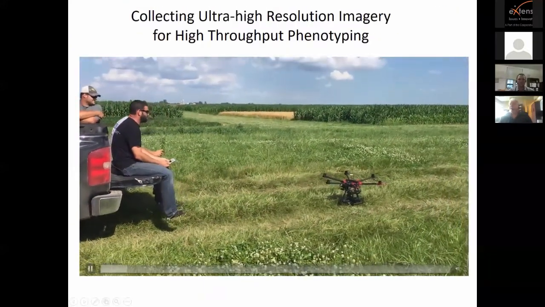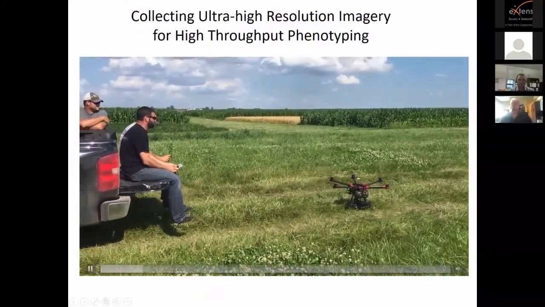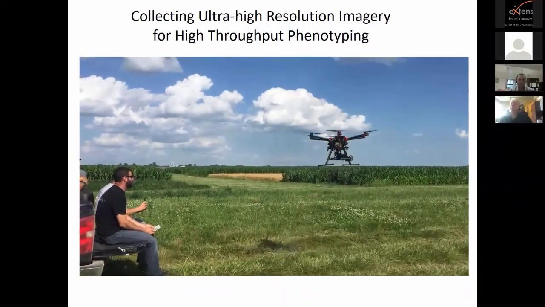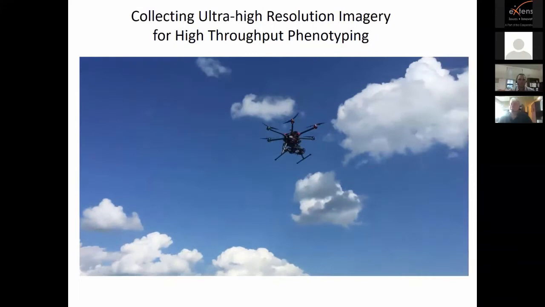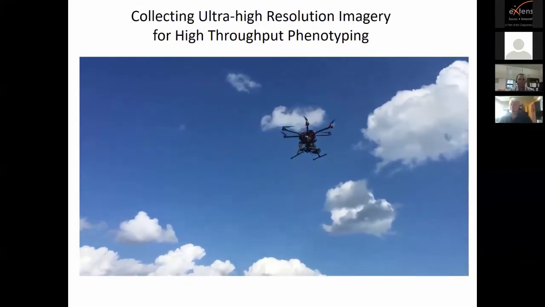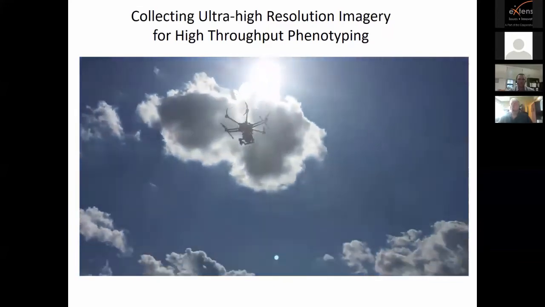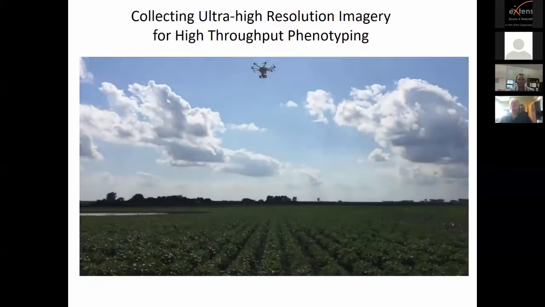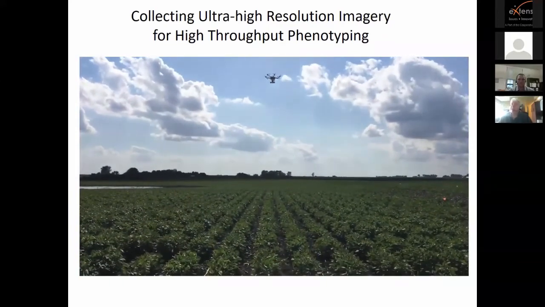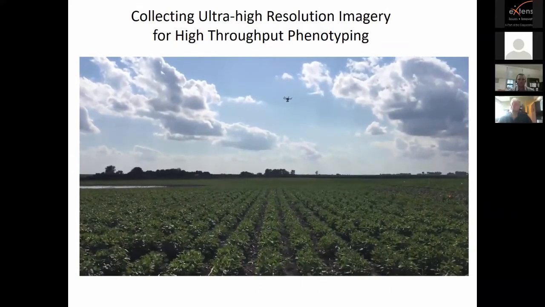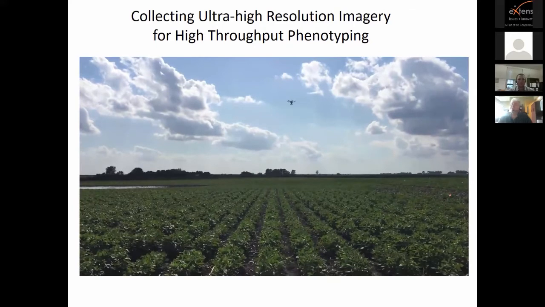Now here's an example of flying a multi-rotor over some soybean, just to give you an idea again of how this can work. We usually fly at about 100 feet above the ground, but when we need really high resolution imagery, we'll fly down to as low as 30 feet above the ground. Or for a scientific term, 10 meters above the ground, if you want to be more scientific here.